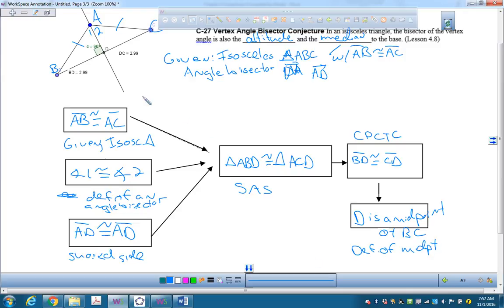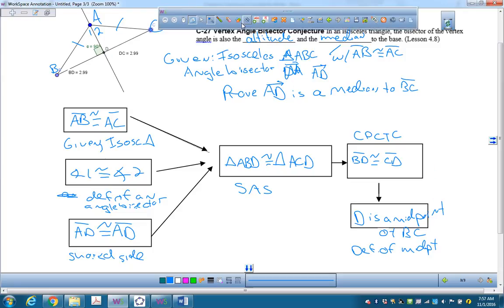And I'm not quite done yet. Okay. Oh, what was I trying to prove? I was trying to prove that AD is a median to BC. Okay. And so once I know that this is a midpoint, a segment connecting a vertex to a midpoint is called a median. So now I can say that, finally, I know I'm bouncing all over the place because I'm running out of room.